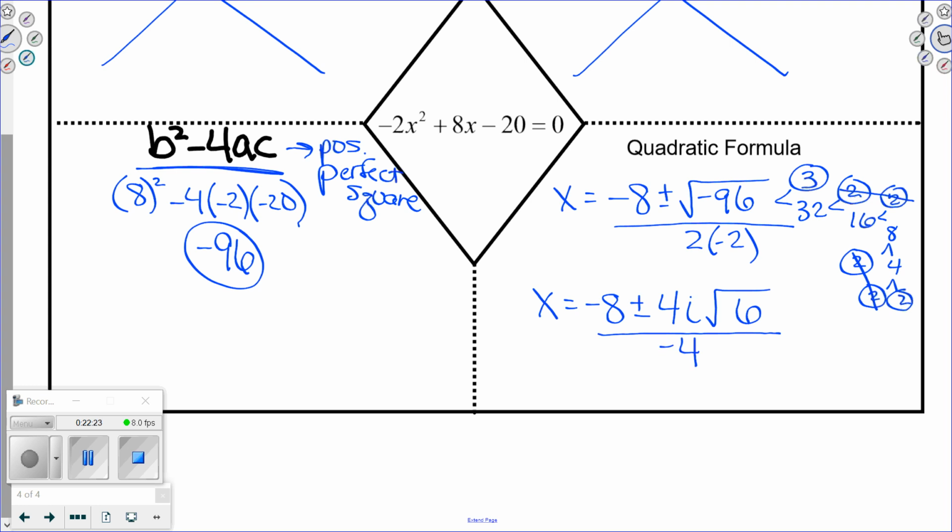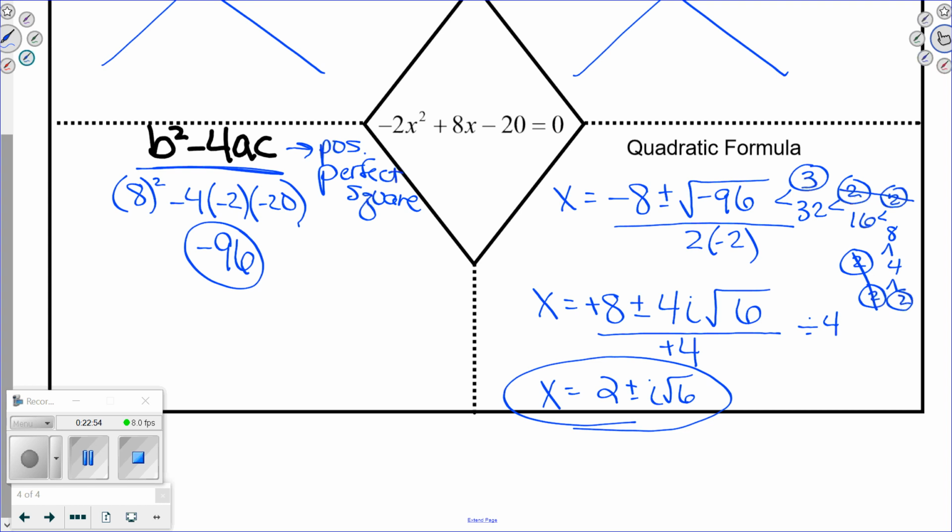One thing I want you guys to start to notice is I have a negative on the top and I have a negative on the bottom. 2 negatives makes a positive. So I know this is positive. And then can I divide all 3 numbers? Yep, divide them all by 4. All right, so that's going to give me 2 plus or minus i radical 6. It's all over 1, but you don't have to write it. So 2 plus or minus i radical 6. And that is it.